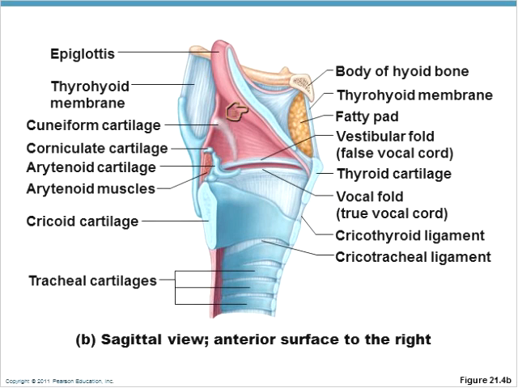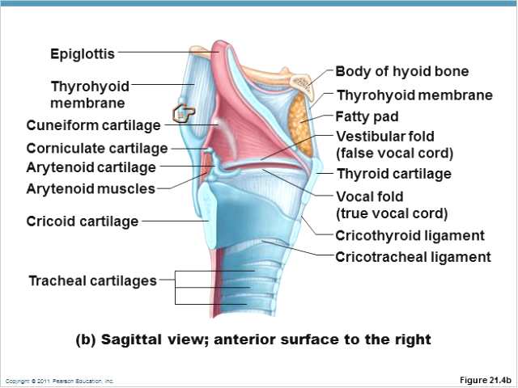This is a side view. You can see the epiglottis right here as it closes over like a toilet seat lid, literally over the larynx. You get a nice feel for the body of the hyoid bone located anteriorly. There's the thyrohyoid membrane that we talked about, that fatty pad. We're seeing the thyroid cartilage right here. You see the cricothyroid ligament located right here.